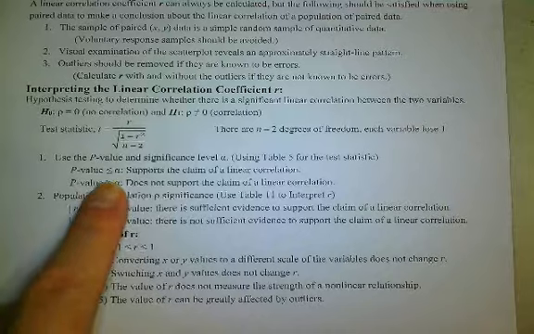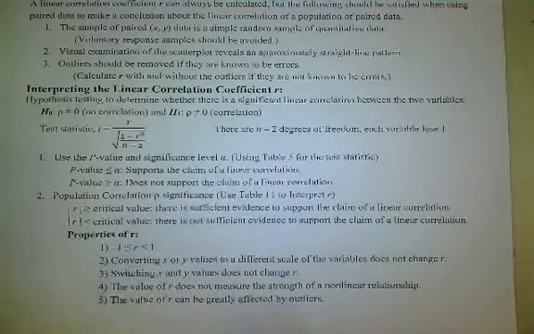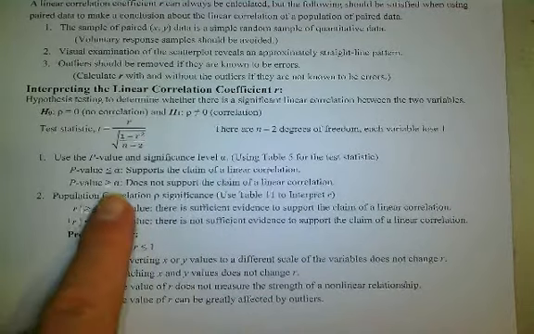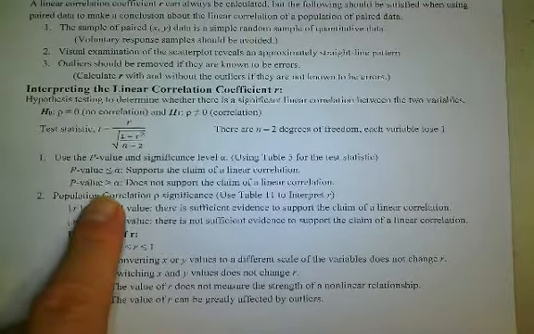So basically, if it's less than alpha, then it's more extreme in the area that it's covering, and that would support a claim of linear correlation. On the other hand, because remember, our null hypothesis is no correlation, if it's greater, then it extends further in towards the center, and that would not support a claim of linear correlation.